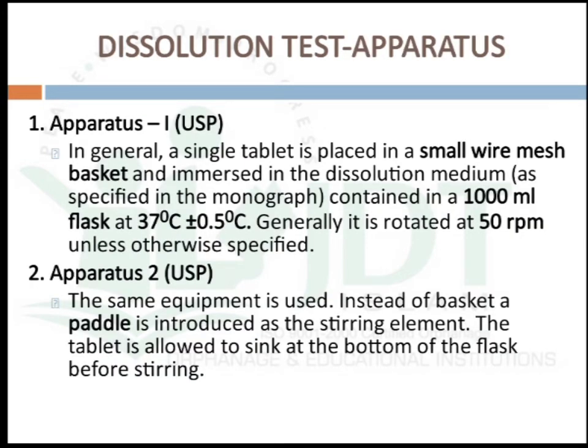Now for the dissolution test we can use two types of apparatus as per the USP, apparatus 1 and apparatus 2. In apparatus 1 we will use a small wire mesh basket which is immersed in dissolution medium at 37 plus or minus 5 degrees Celsius, and usually it will be rotated at 50 revolutions per minute. And in case of apparatus 2 we will use a paddle instead of basket, and the tablet is allowed to sink to the bottom of the flask before stirring.